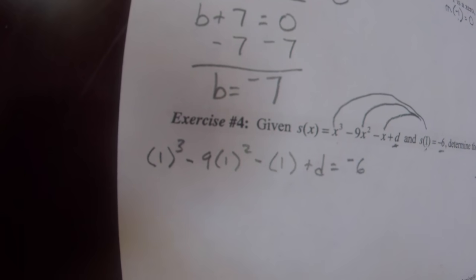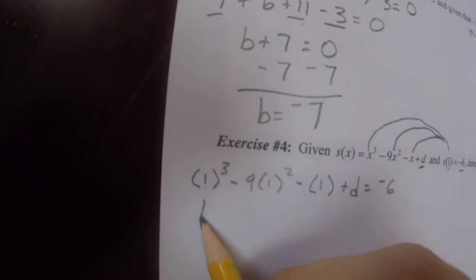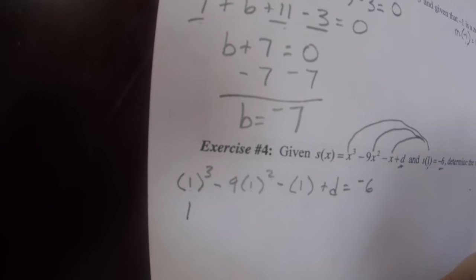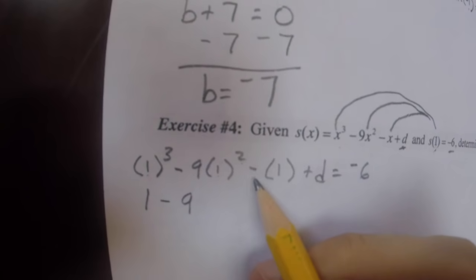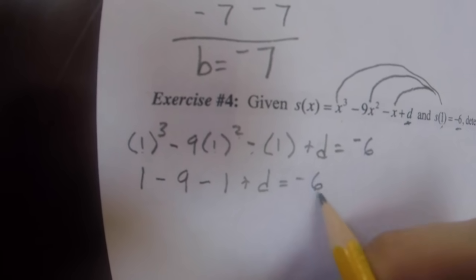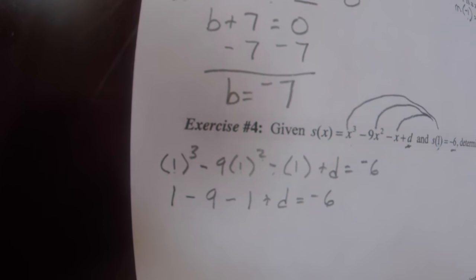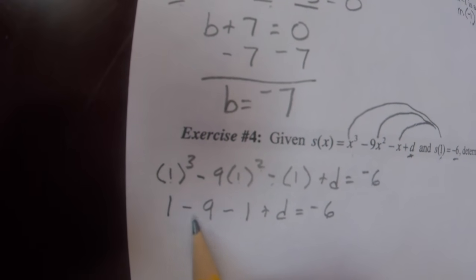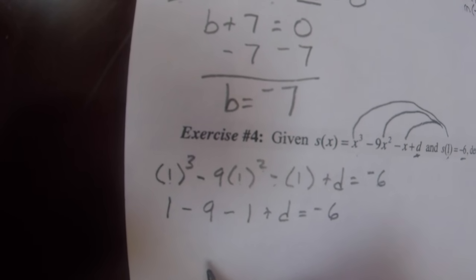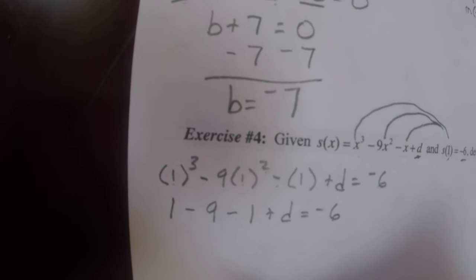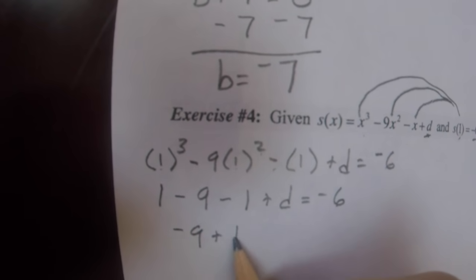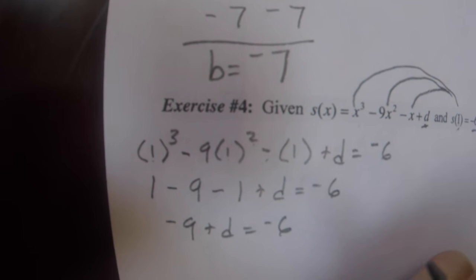All right. Now we'll just do some order of operations. 1 to the third is 1. 1 squared is 1 times -9 is -9 minus 1 plus d equals -6. Combine your like terms. 1 minus 9 minus 1. That should just be 9, right? No, minus 9, -9. So I have -9 plus d equals -6.